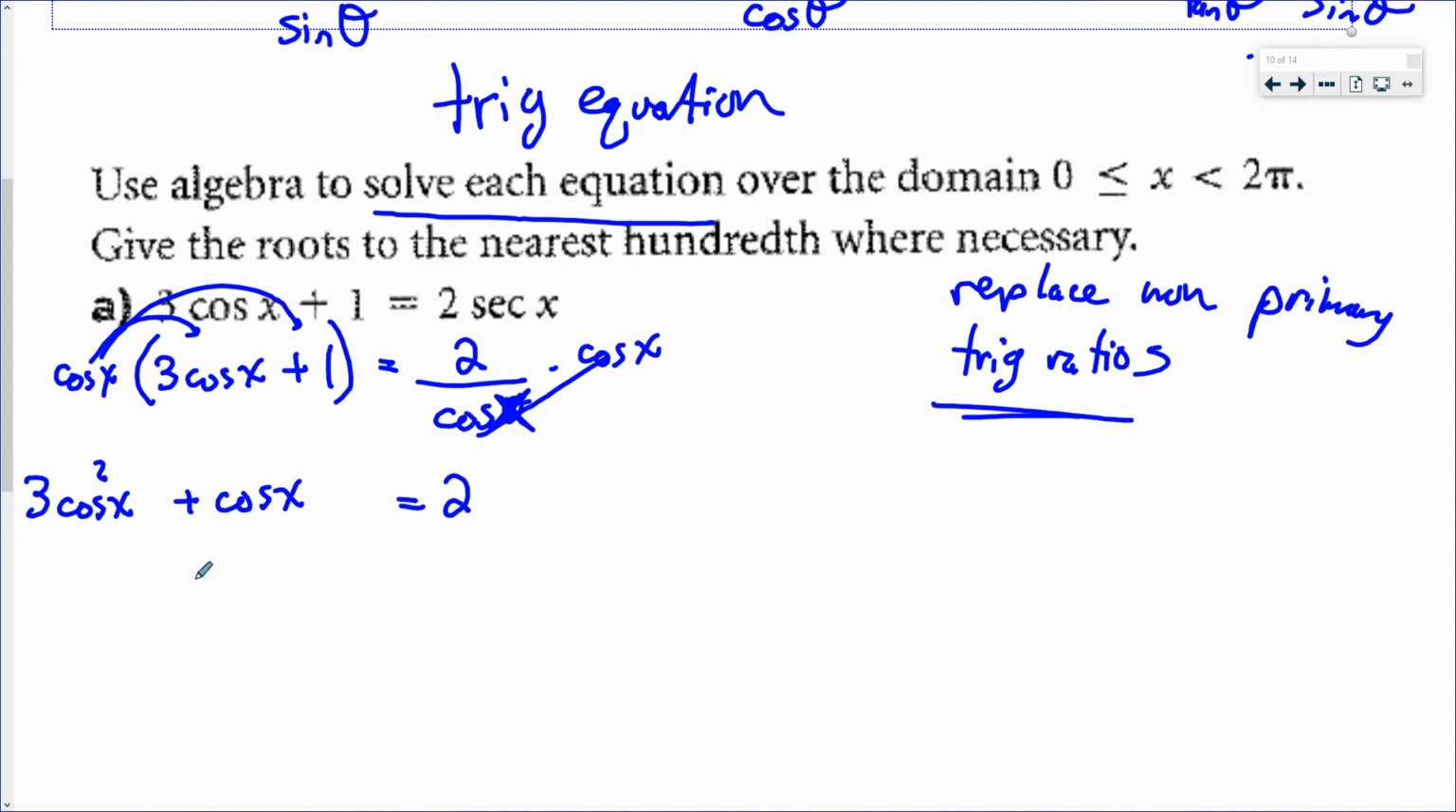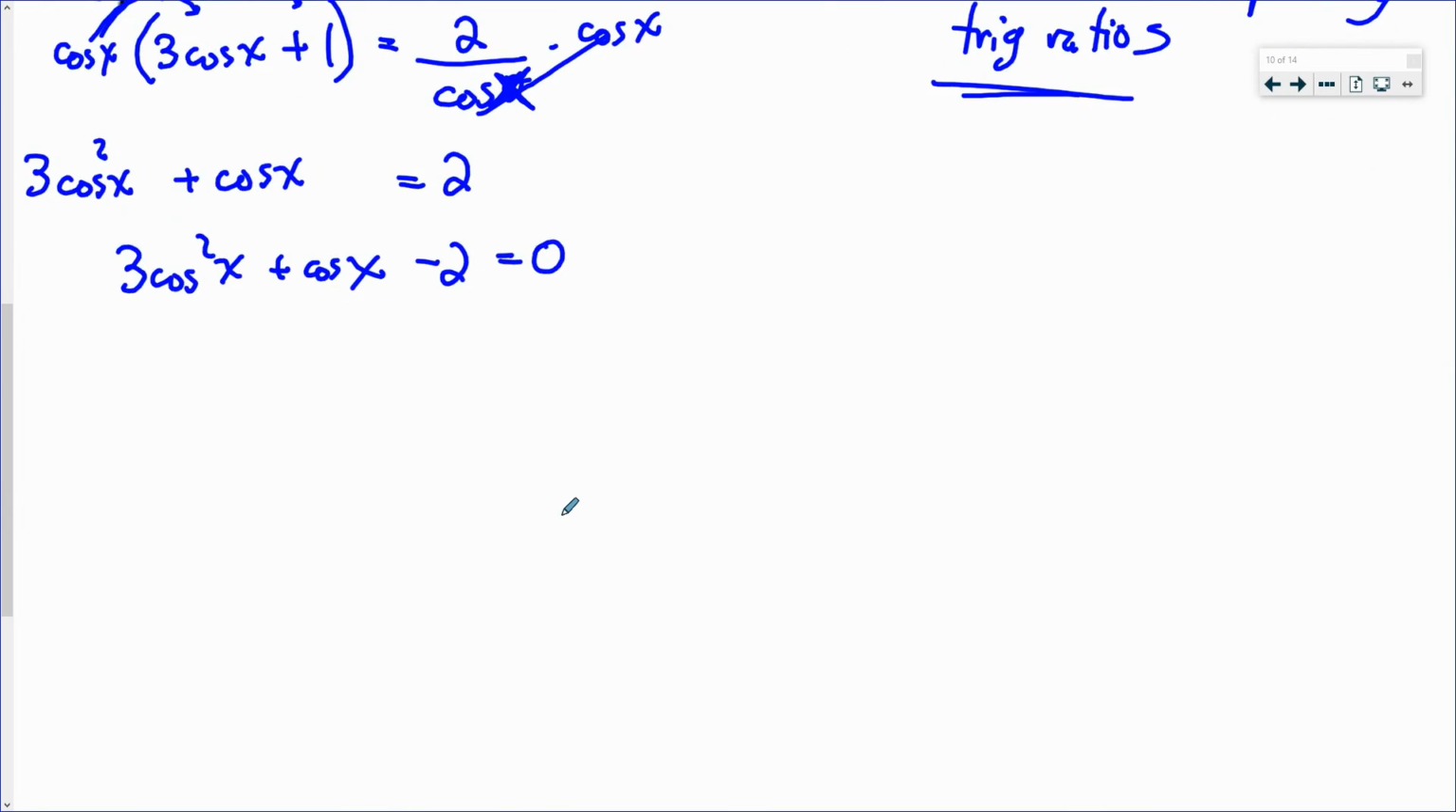Okay, now move this over here. So I get 3 cos squared x plus cos x subtract 2 equal 0, right? So you need to do that so you have it equal to 0, and now you can factor this thing. Now you might want to pause it here at this point, and you're going to be doing the decomposition, right? So 2 numbers that multiply to -6 but add up to 1.